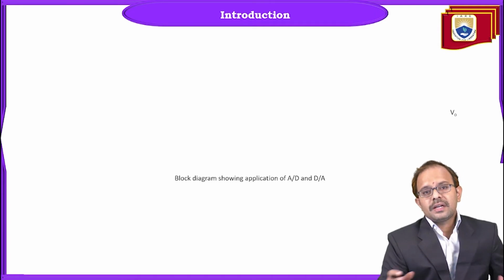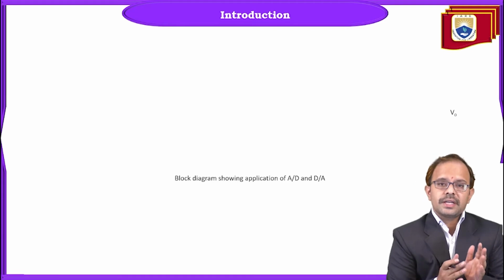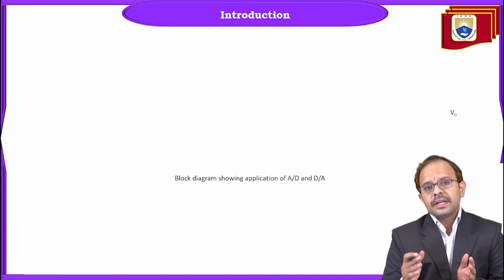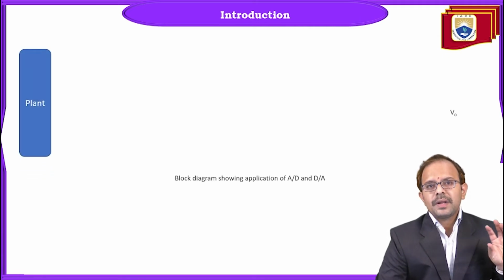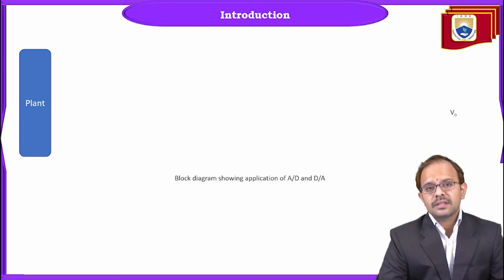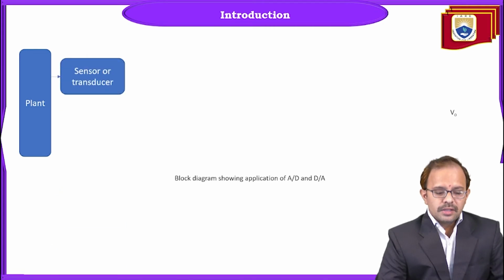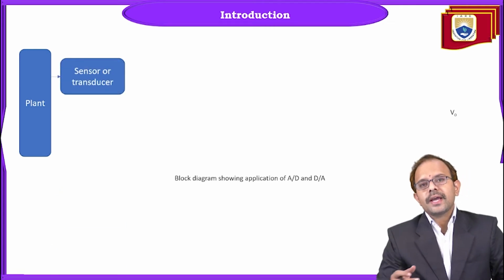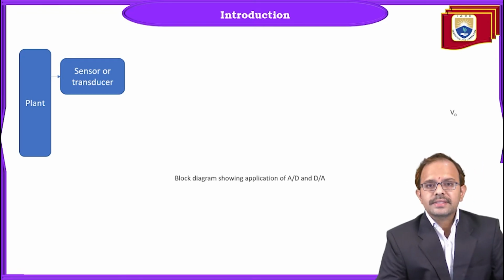diagram of this data conversion, where we are going to use data conversion like analog to digital, or it can be digital to analog. Let us consider a plant where the plant is going to generate some kind of signals. Let us say they are non-electrical signals. And in order to capture these signals, we are going to use a transducer or a sensor, right?